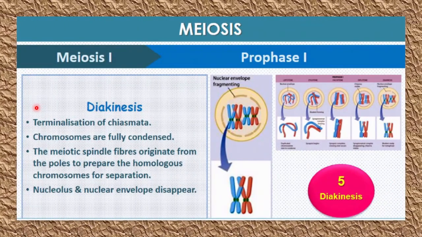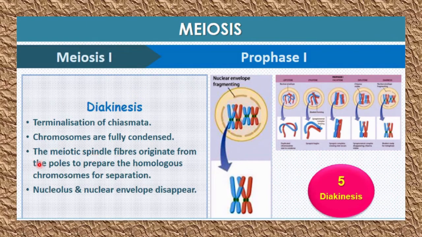After the completion of the diplotene stage, the next stage will be diakinesis. So let me explain what happens during this stage. First of all, terminalization of chiasmata will be observed during this phase. The chromosomes will be fully condensed. Here you can see the chromosomes are fully condensed.